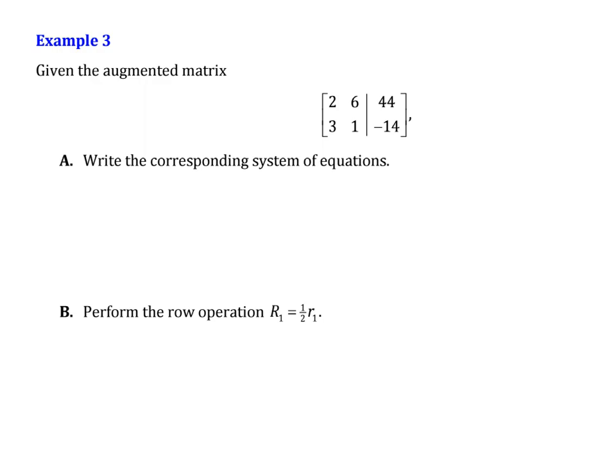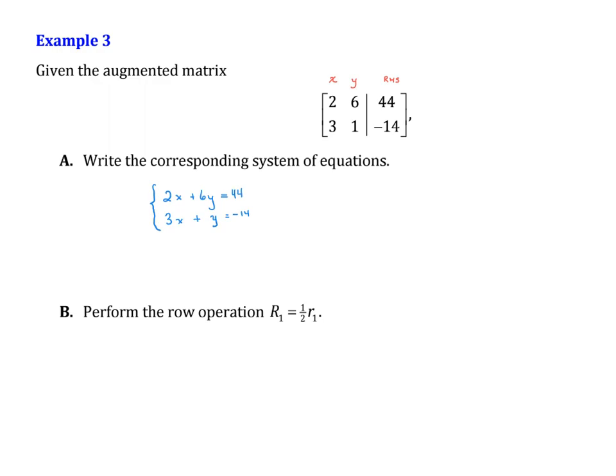So here we are given a matrix, and we want to write the corresponding system of equations. There are two rows, so there will be two equations. The first column will correspond to the coefficients of x, the second column will be the coefficients of y, and then we'll have the right-hand side. So our first equation will be 2x plus 6y equals 44. Our second equation would be 3x plus 1y equals -14. So here is our corresponding system.